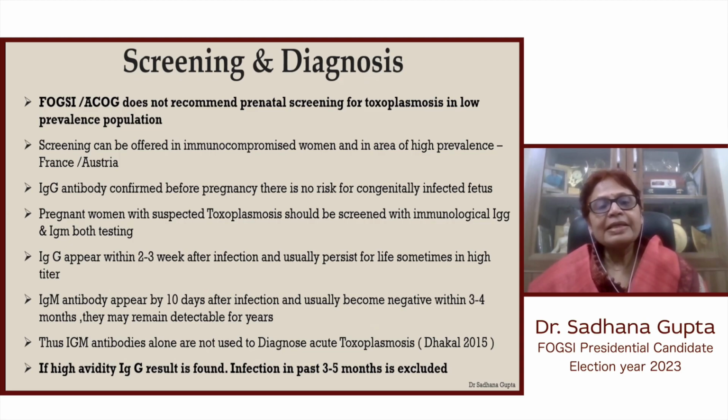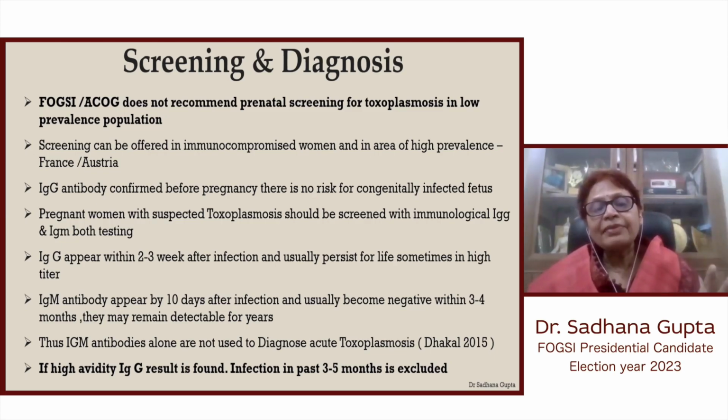Screening is not recommended for all, and we have to understand the immunology, because all our clinical judgment depends upon immunological interpretation. If the IgG is positive, the patient was immune. IgG appears 2 to 3 weeks after infection and usually persists for a lifetime at a low titer. IgM antibody appears 10 days after infection and usually becomes negative within 3 to 4 months. So IgM antibodies alone cannot be used to diagnose acute toxoplasmosis, and again we have to switch to the avidity test.